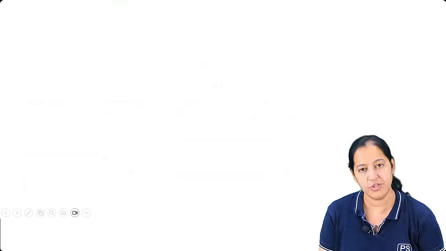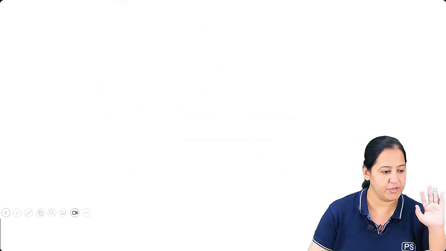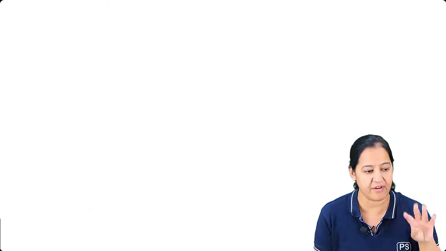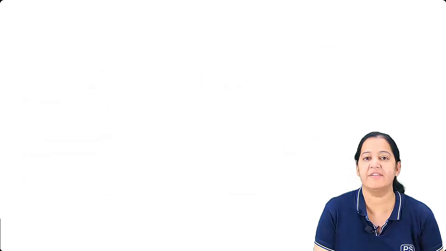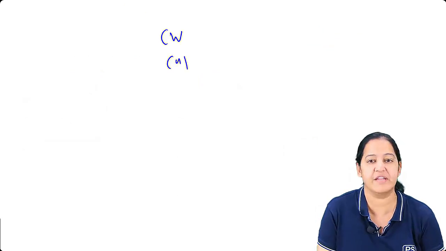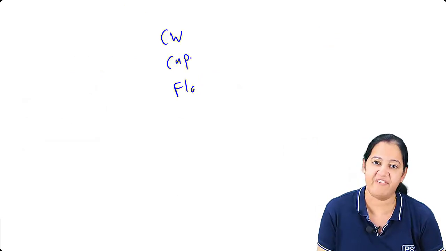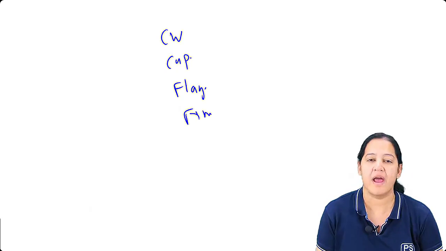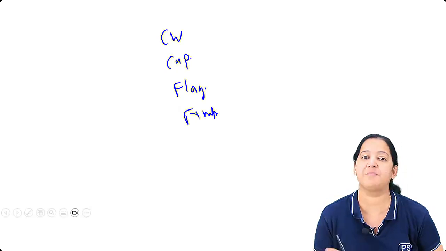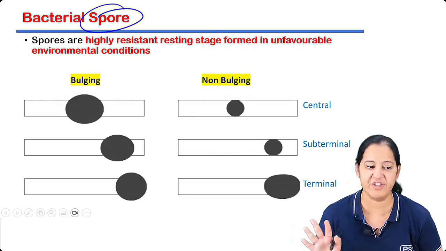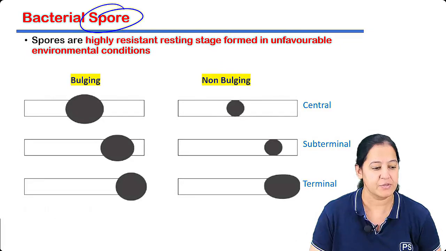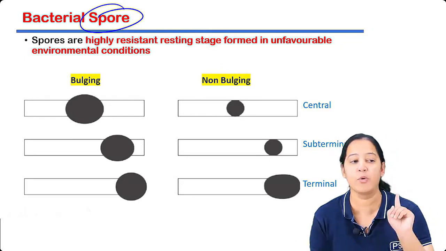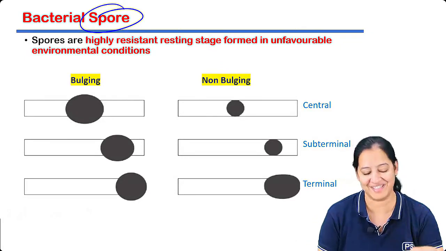In the morphology of the bacteria, I taught you that we have to study 5 things, and I have completed 4 of them. We have seen the details of the cell wall, the capsule, flagella and fimbriae. Now I am finishing the last one, that is bacterial spores, and this chapter 2 will be finished, and then we will move on to the next chapter. So I'm starting with the topic bacterial spores.